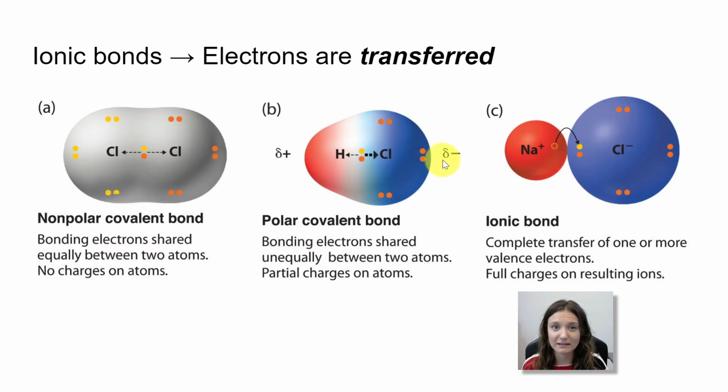So we don't have those deltas, these deltas here, with the sodium and chlorine, because this is a full charge. One electron moving creates a full -1 charge and a full +1 charge. Okay, let's go through some more examples. We're going to go through some examples that we're going to see again and again and again.